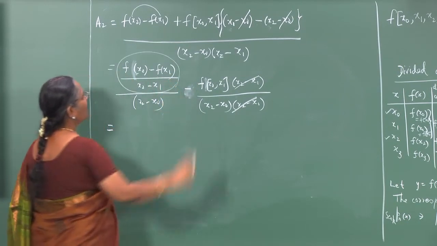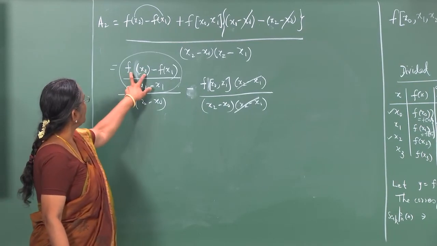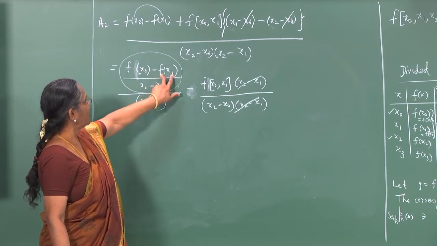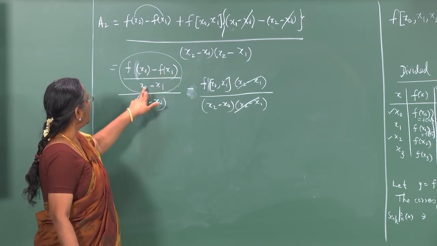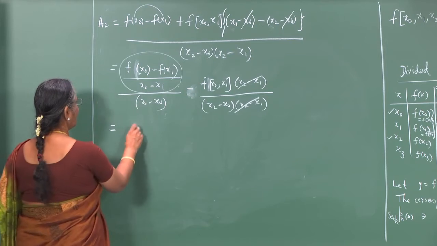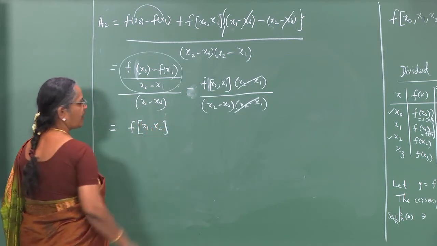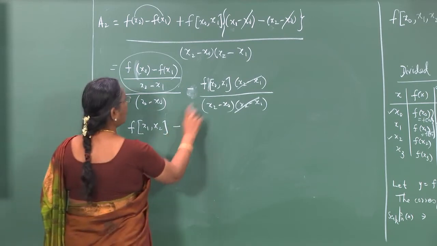So, can you tell me what this is? This is the zeroth order divided difference at x2, zeroth order divided difference at x1 by x2 minus x1, and therefore, this must be the first order divided difference f of x1 x2. And what do we have here?